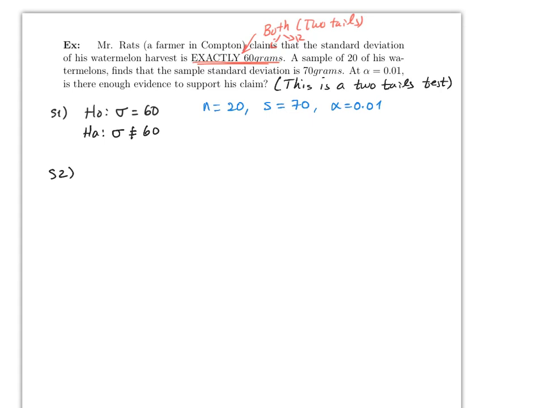Alright, so for step 2, we need to find the test statistic, which in this case would be chi-square star. Remember that the formula is this. So let's just plug in the values. So this would be 20 minus 1 times 70 squared divided by 60 squared, which is around 25.9.